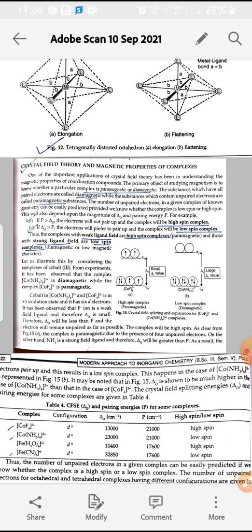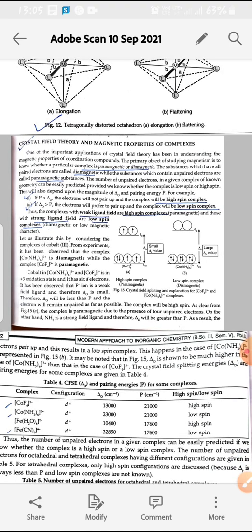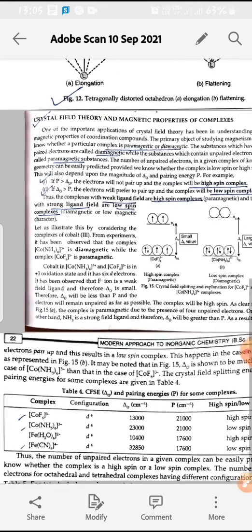Next is crystal field theory and the magnetic properties of complexes. According to magnetic properties, there are two types of substances: diamagnetic and paramagnetic. Diamagnetic substances have paired electrons, and paramagnetic substances have a number of unpaired electrons. This can be explained on the basis of crystal field theory.